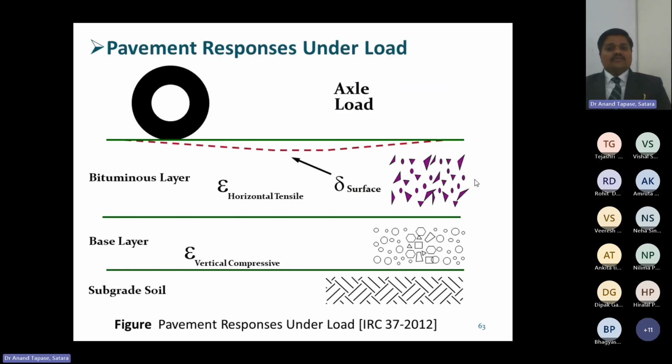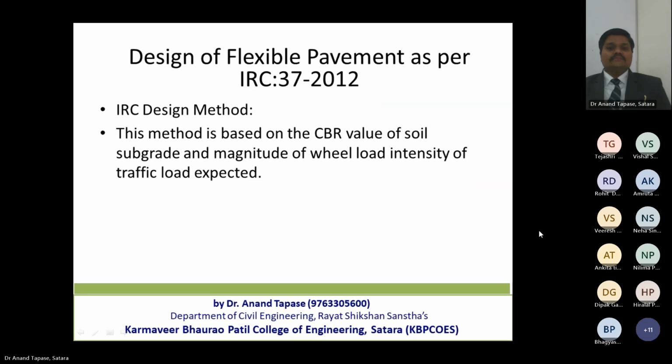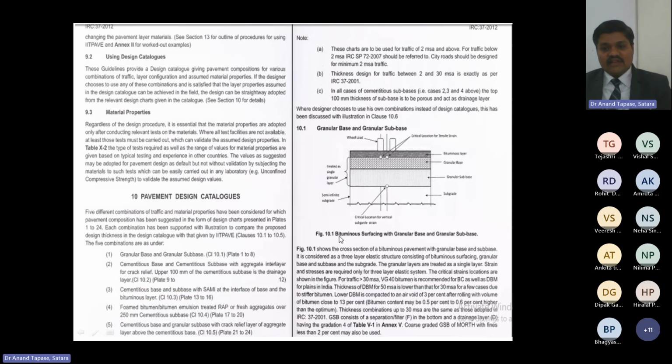Again, I am showing this pavement response figure because the purple color arrows are important for us. The horizontal tensile strength is the reason for fatigue and the vertical compressive strength is the reason for rutting. Our design of flexible pavement is based on the CBR value of soil. Two charts I have shown you, one is for 15% and one is for 8%, that are ready-made available in the guidelines. So I have taken some screenshots from the guidelines directly for the sake of convenience.